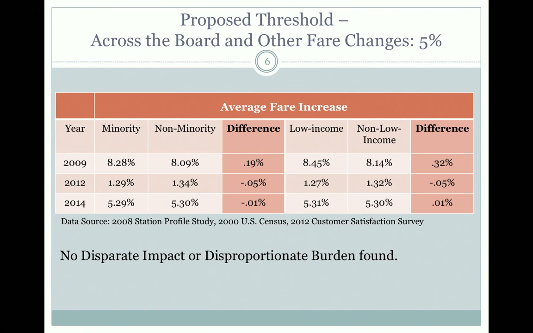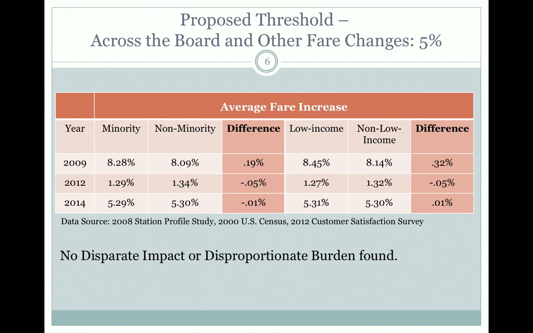When looking at the difference between low-income riders and non-low-income riders for the 2009 fare change, the difference is about 0.32%. Still, these differences, 0.19 and 0.32, are less than our 5% threshold. So, there is no disparate impact or disproportionate burden found on protected populations.